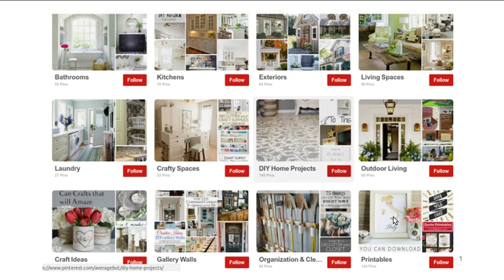What I mean when I say cohesive may not necessarily be on brand. I don't know what her brand colors are, but this is at least cohesive.